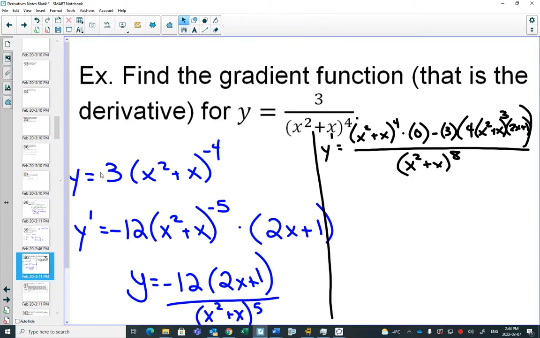I would argue in this case, the blue seems like a lot less work. The black one requires that you know your quotient rule and the chain rule. The blue one just requires your chain rule. But you need to know how to work with negative exponents.